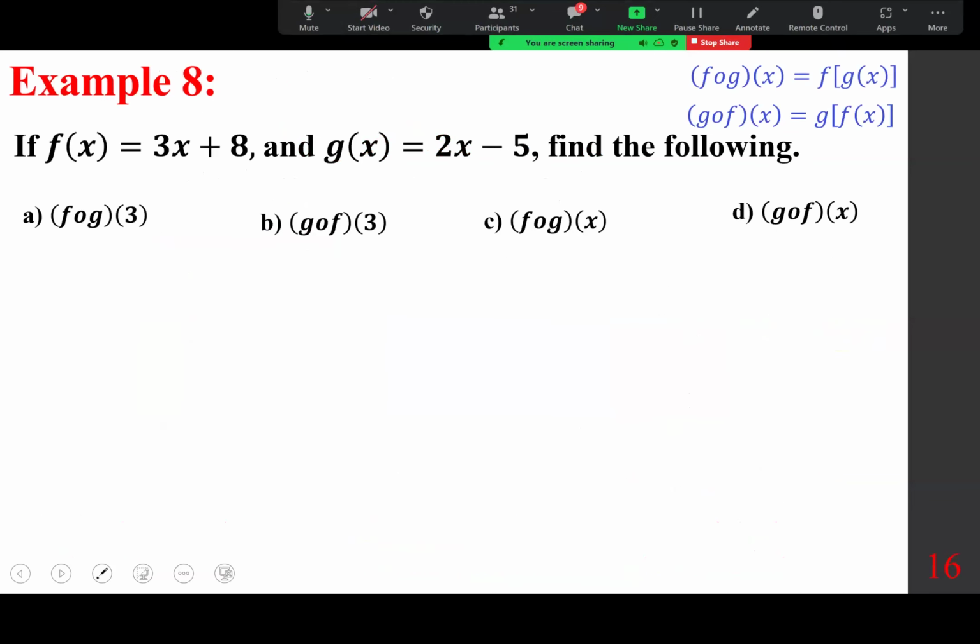If f of x is 3x plus 8, and g of x is 2x minus 5, we want to find the following. Let's start with f of g of 3. By definition it is f of g of 3. By the way, you can find f of g of x and then plug in 3. But in any event, let's plug in 3 into the g function, replace the x with 3. 2 times 3 minus 5, 6 minus 5 is 1. And now put the 1 here. f of 1, put it in here, and you get 11.